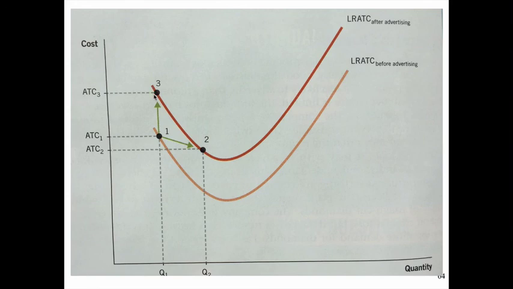Well, that's monopolistic competition and the role of advertising for you. Hope you learned something you didn't know before.